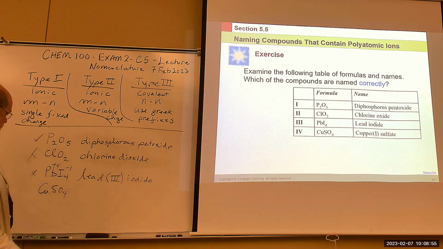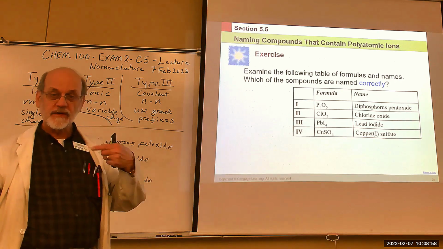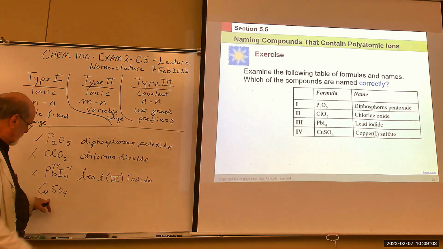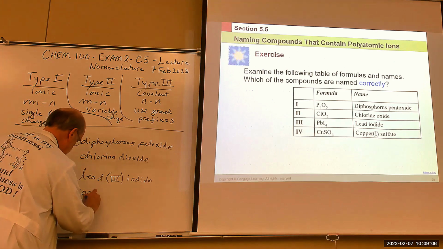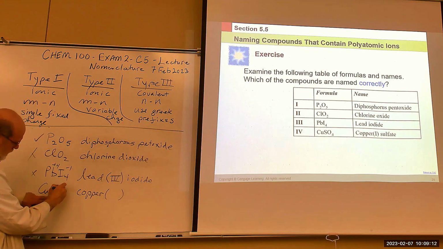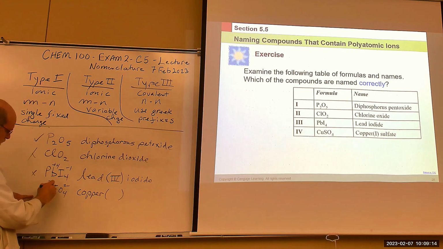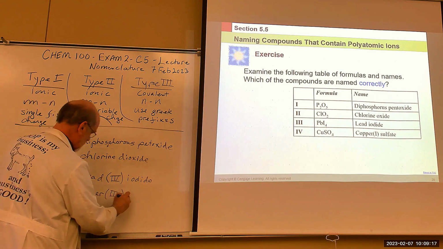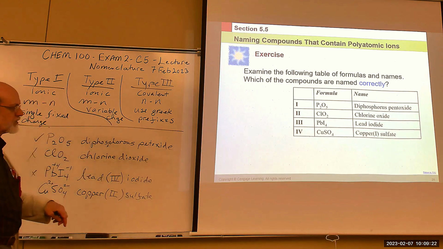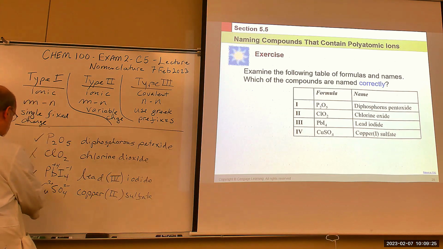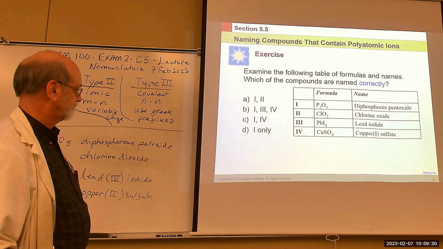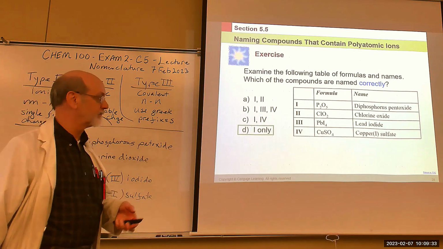CuSO4. All right, copper is one of those metals that has multiple charges, so it's a type 2 compound. So we have to say copper. Now we need the charge. Well, the polyatomic here is a 2-, so this one has to be a 2+. And this is a polyatomic that we name sulfate. Copper 2 sulfate. No, that was wrong too. The only correct one is the first one. Right there. Okay.